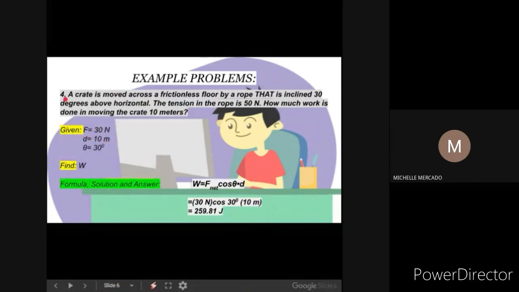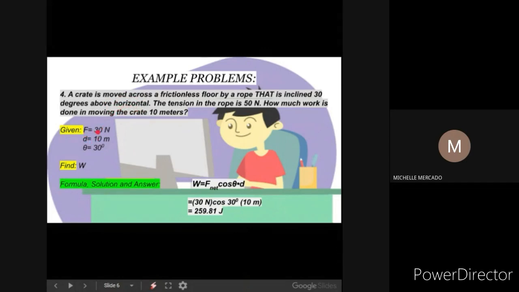Okay, next, number 4. A crate is moved across a frictionless floor by a rope that is inclined 30 degrees above the horizontal. The tension in the rope is 15 Newton. How much work is done in moving the crate 10 meters? Okay, again, the rope is moving above the horizontal. So the change in the displacement or the change in position of an object is due to horizontal position. So we're going to use again the cosine angle to identify the change in position of an object.